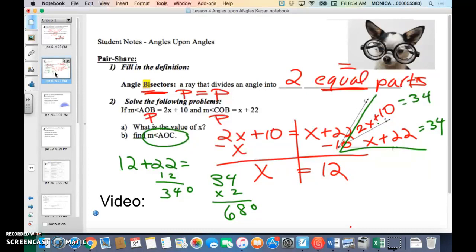We're going to go ahead and watch a video within a video, and it's going to show you how to draw an angle bisector if you were to do a construction. Hopefully this will work.